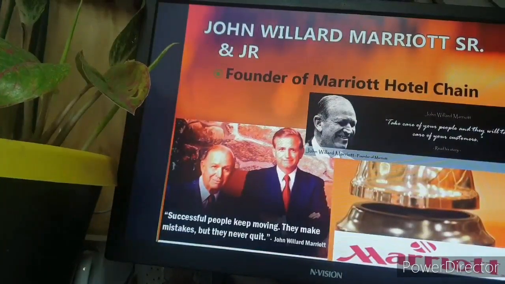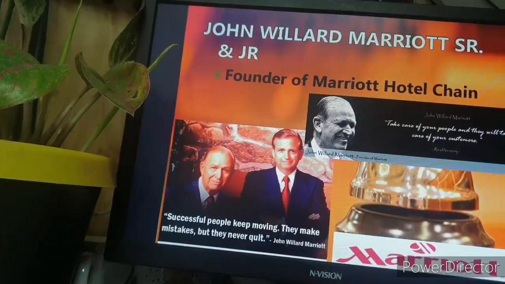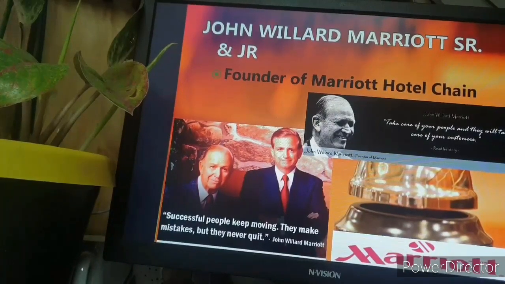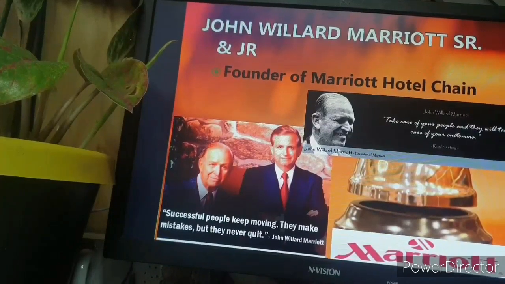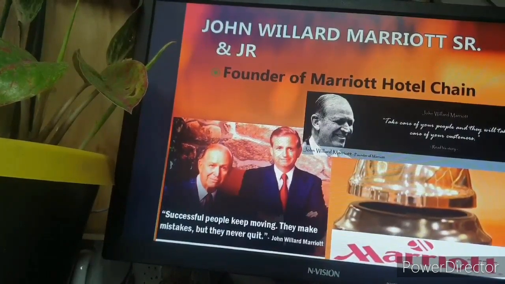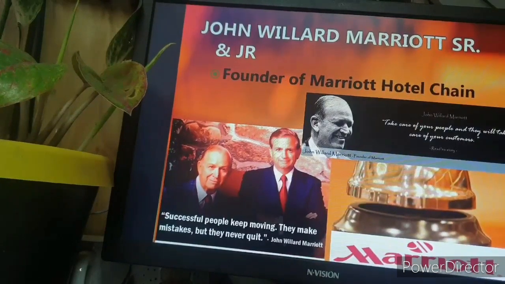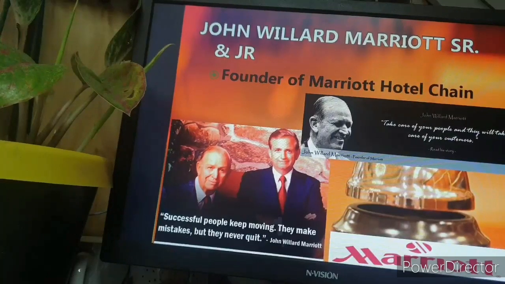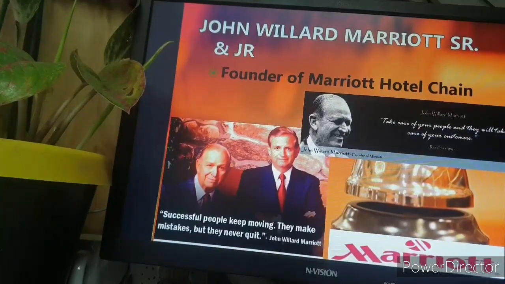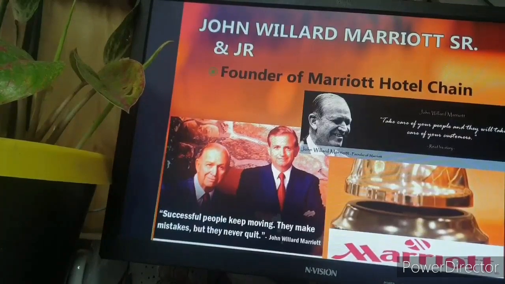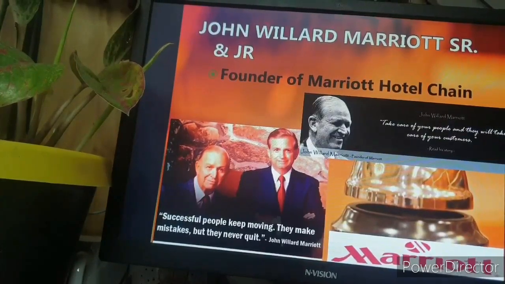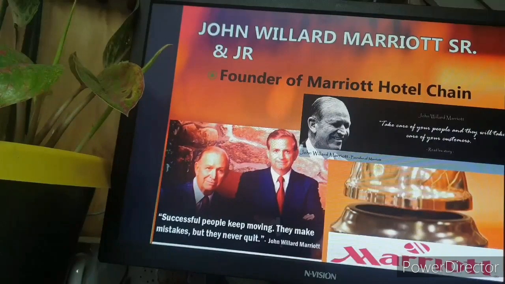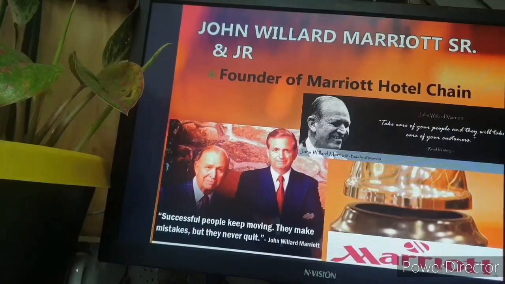Next in line, we have J.W. Marriott Sr. and J.W. Marriott Jr. So John Willard, founder of the Marriott hotel chain, founded his hotel empire in 1957 in Washington, D.C. Okay, so Marriott Hotel. Successful people keep moving. They make mistakes, but they never quit. So I also experienced working at John Willard Marriott in City of Dreams and Fantasies, Dubai City, and I think I am grateful and overwhelmed by the experiences because I worked with other nationalities.